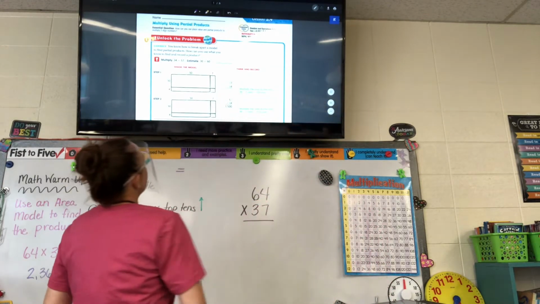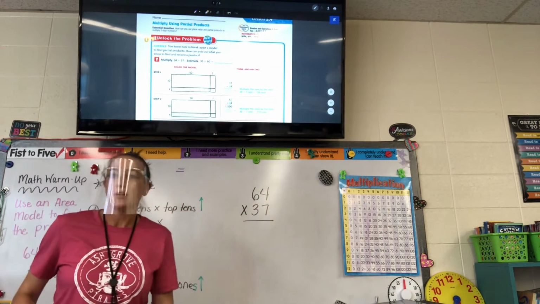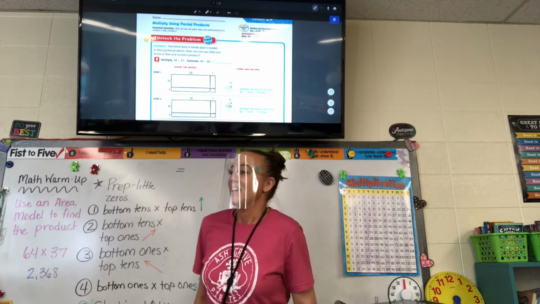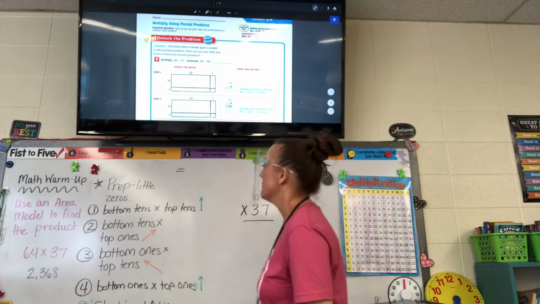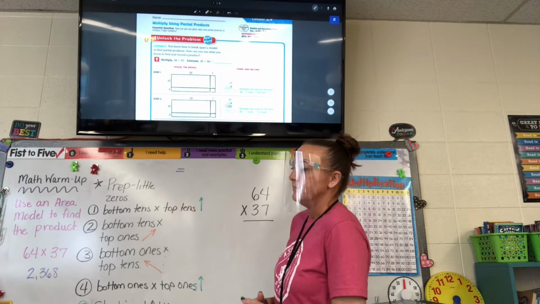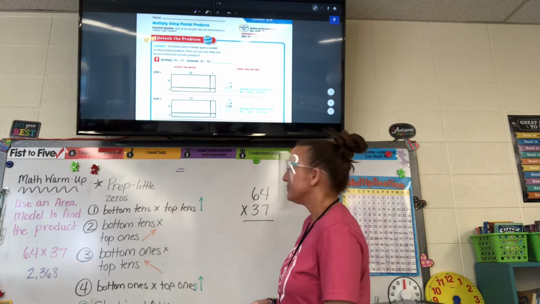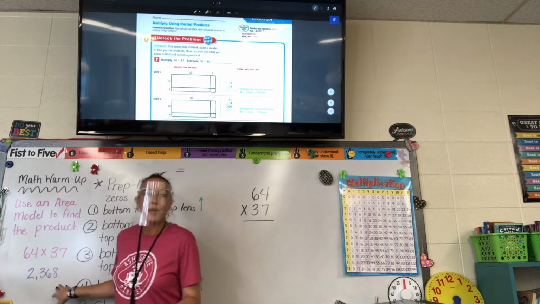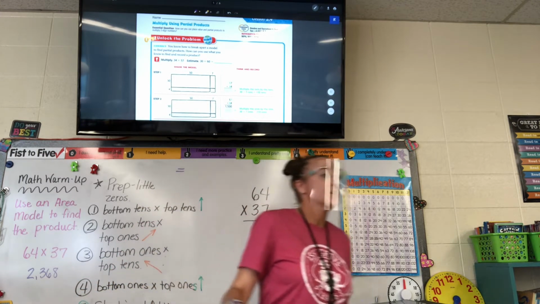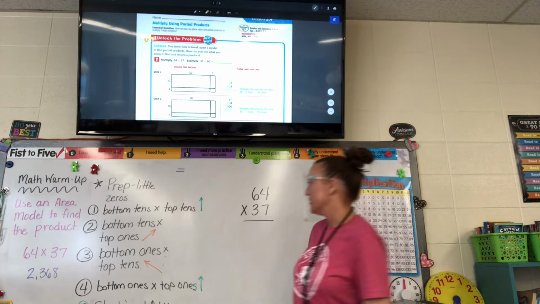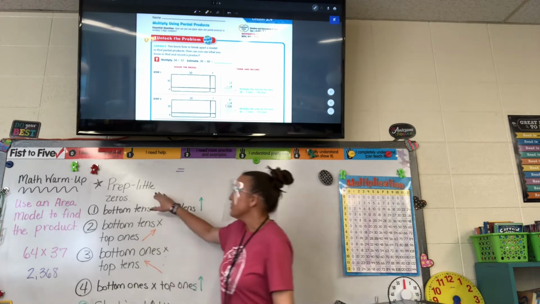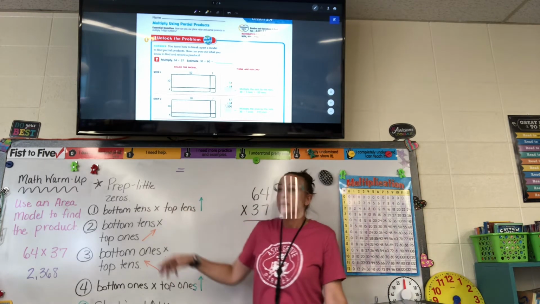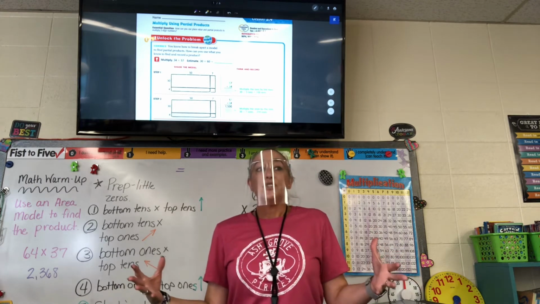So we are going to do multiply using partial products. And have a seat, please. We're going to do 64 times 37, which we already found out with our area model. The answer is 2,368.